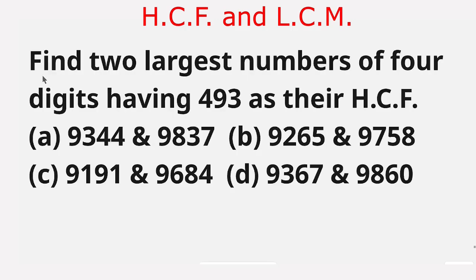Our question is, find the 2 largest numbers of 4 digits having 493 as their HCF. The given options are option A 9344 and 9837, option B 9265 and 9758, option C 9191 and 9684, option D 9367 and 9860.